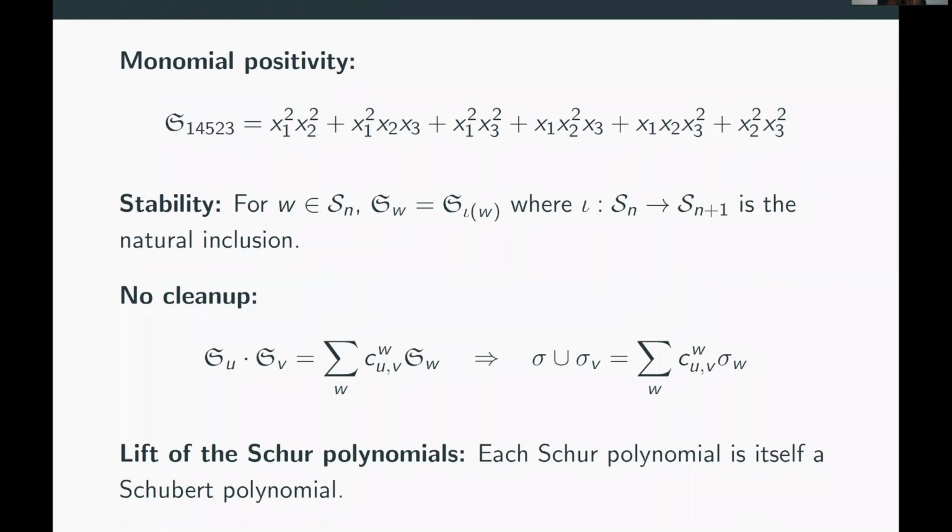properties. For instance, if you expand them out in the monomial basis, you get a positive integral expansion. So these coefficients are positive integers. They're also stable. So when you include one symmetric group into the next by just appending another number to the end of a permutation in one-line notation, the Schubert polynomial stays the same.